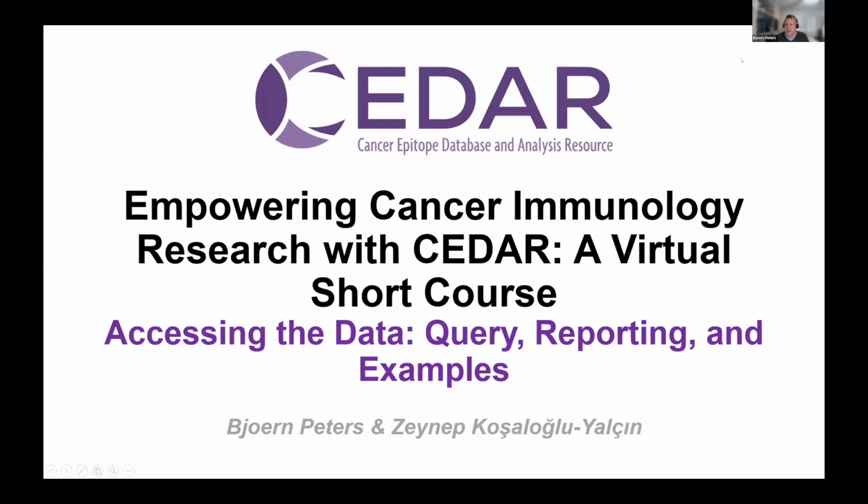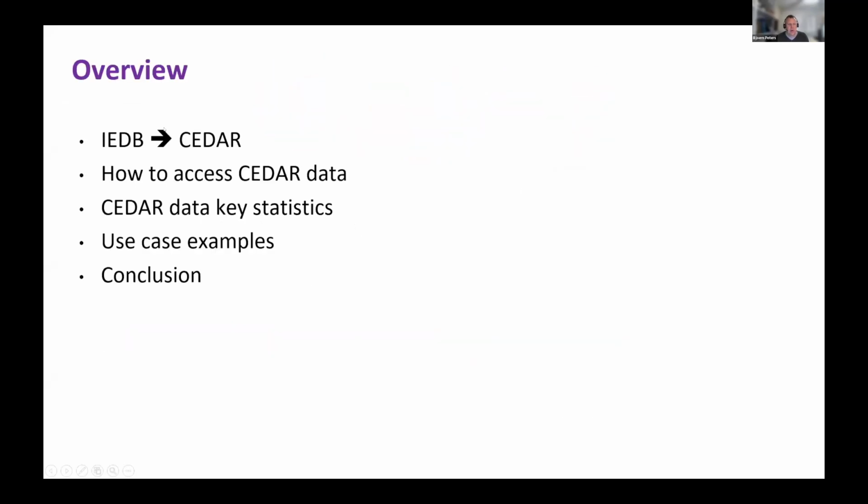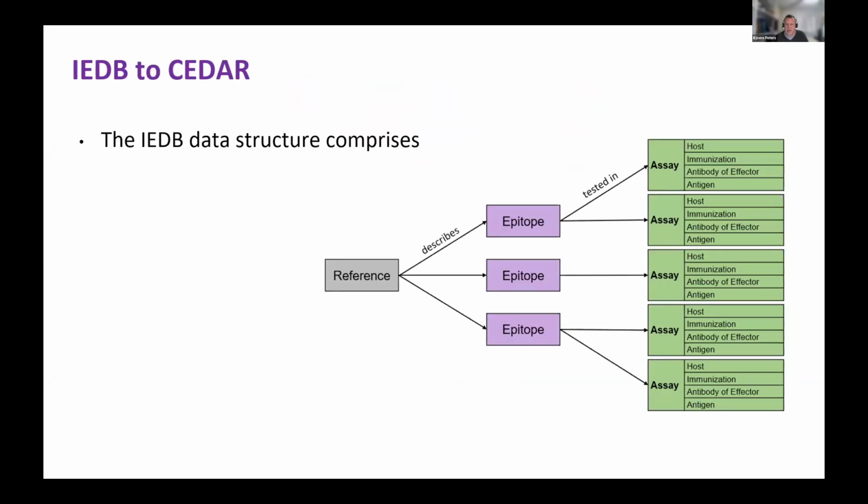So I'm taking here kind of like a bridge between what we just heard about the curation interface and the query and reporting interface. I'll start with a brief introduction on how we essentially got from IEDB to CEDAR for the query and reporting interfaces. As Matt has been showing you, this is the basic data structure that we have.